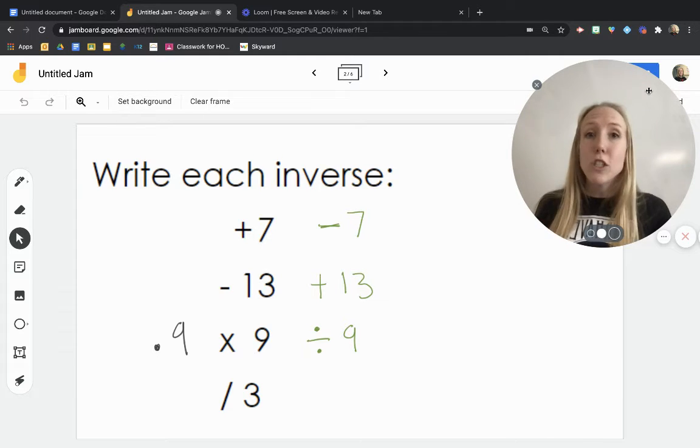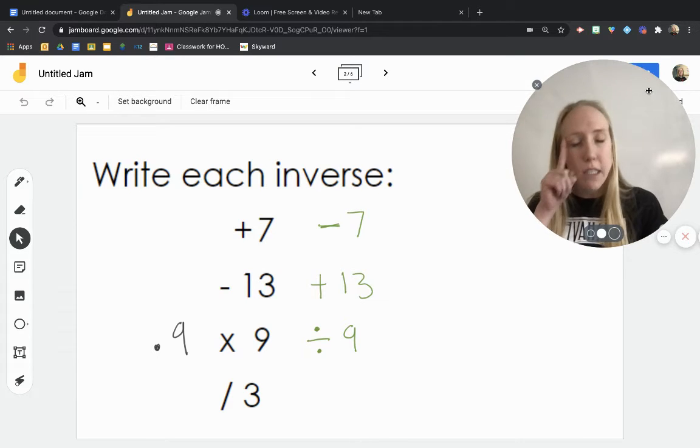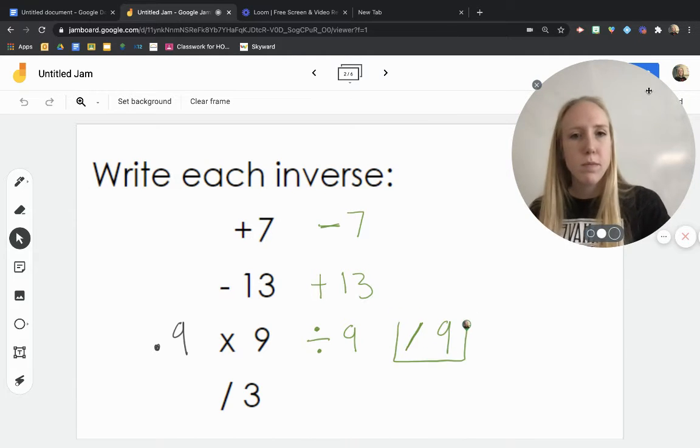And remember, in algebra, sometimes we don't use that division symbol. How we see division more often is with a slash. So you might actually see it as divide by 9 like that. Okay, that also says divide by 9.